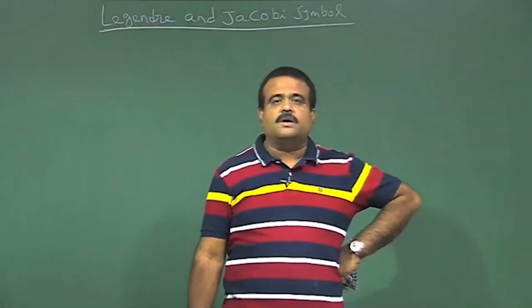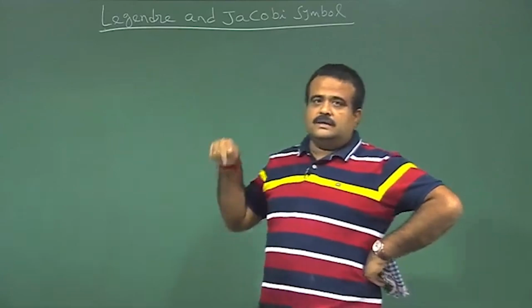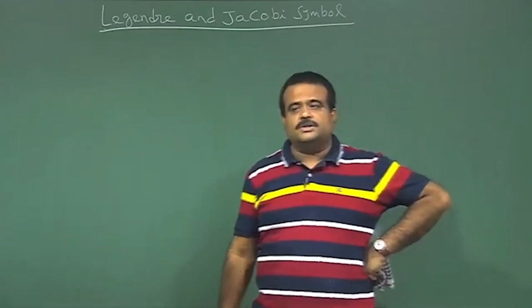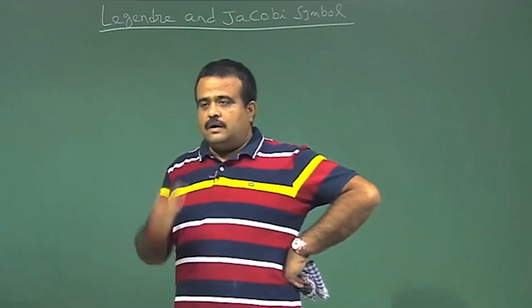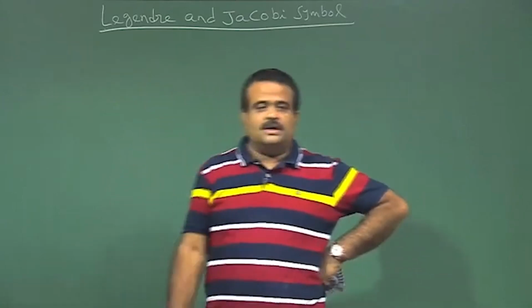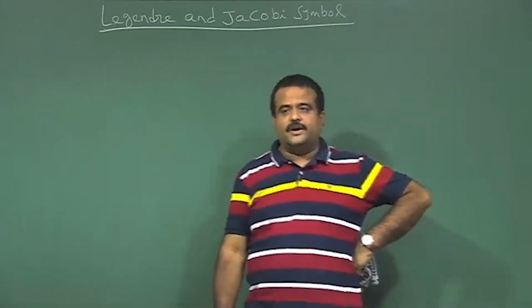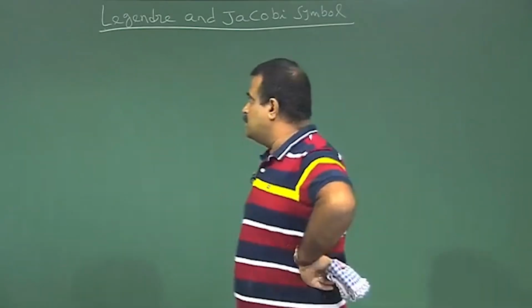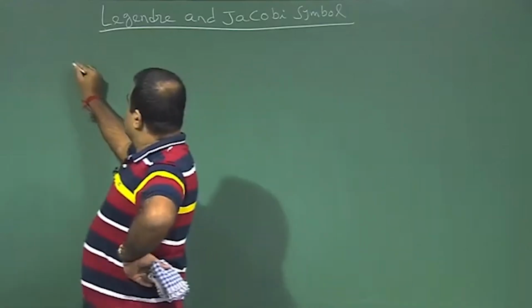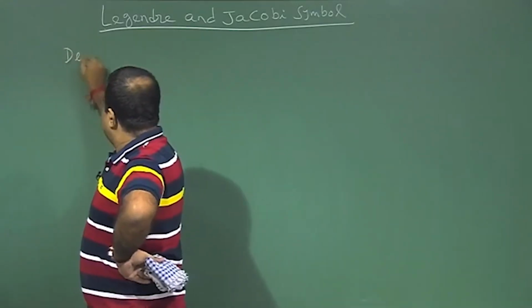Okay, so we will talk about this Legendre and Jacobi symbol, which is based on the quadratic residue we have seen. So, let us just recap what we mean by quadratic residue. This definition you have already seen.